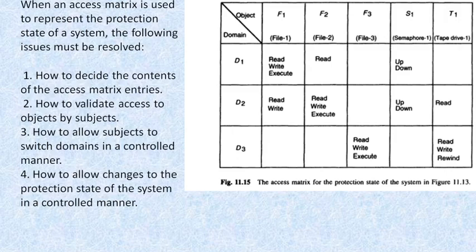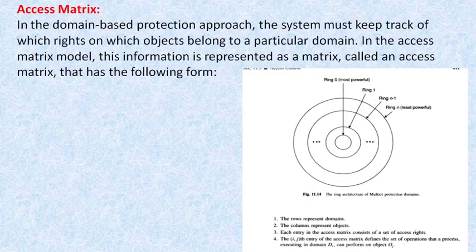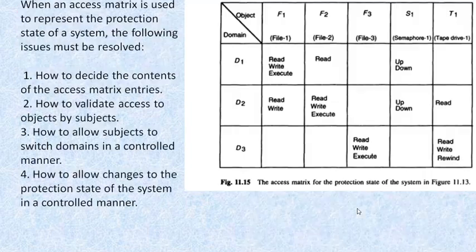And here if you see this one, the rows represent the domains D1, D2 and D3. Here the rows are representing the domains, and the columns will represent the objects. Okay, domains and objects. Next, each entry in this access matrix consists of a set of access rights. Here we will have the access rights.